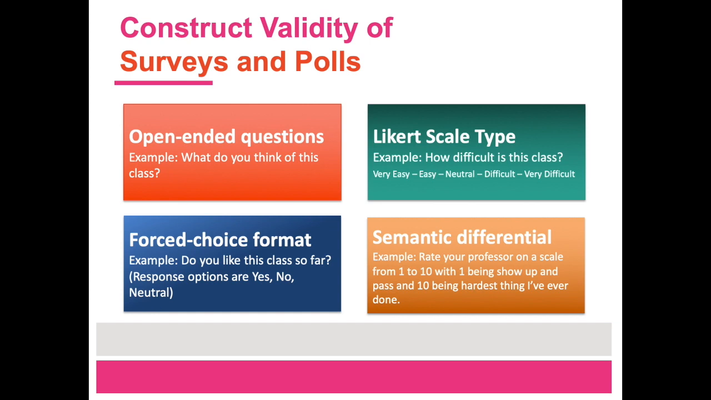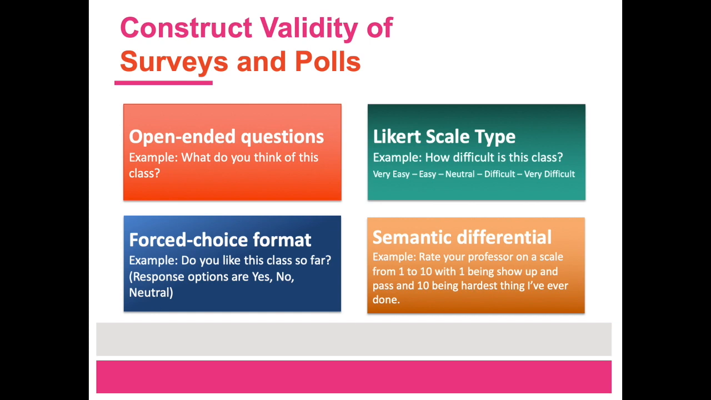A very specific type of forced choice format is this Likert scale. A Likert scale is a type of scale that gives them certain types of options. They can answer, for example, how difficult is this class? The answer could be very easy, easy, neutral, difficult, or very difficult. You've probably seen these. They can be anything from strongly agree to strongly disagree, very easy to very difficult, stuff like that.